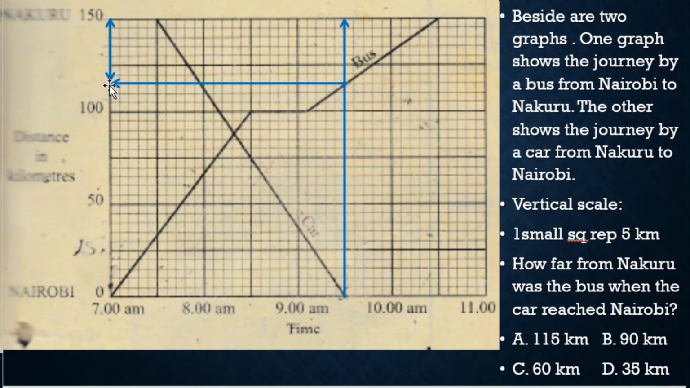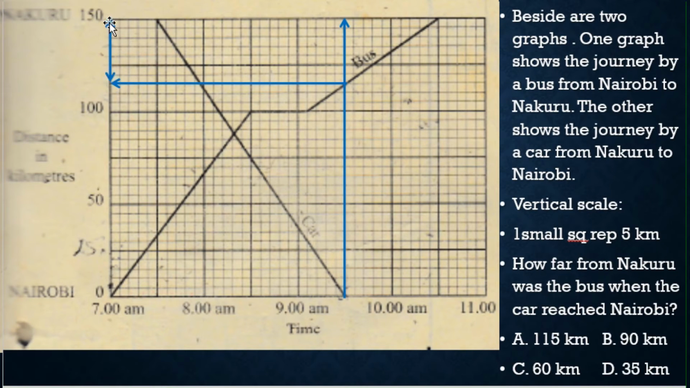115 kilometers. We use the scale because one small square represents 5 kilometers, because 50 kilometers are represented in 10 squares. So 50 by 10 gives us 5. So 105, 110, 115. But this is not the answer. This is what trapped most pupils when they were doing this exam in KCPE. So we are at 115. The bus is 115 kilometers and it is heading to Nakuru. So how far is it from Nakuru?